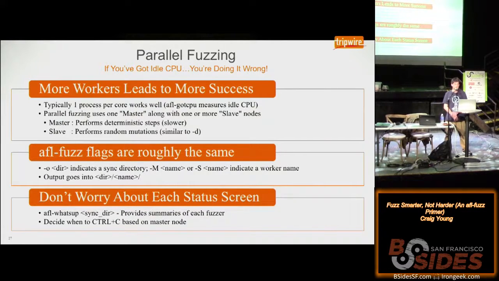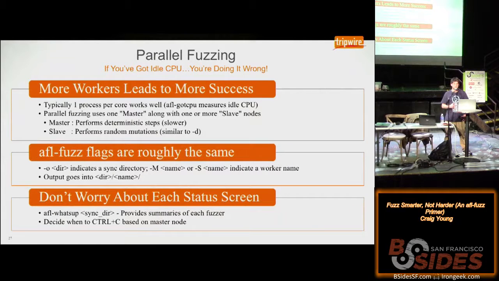The arguments here are roughly the same, except that you're going to have -o no longer specifying an output directory, but instead specifying a sync directory. Within that sync directory, you'll have additional directories for the names of the master and slave nodes. Under those, you have what you would expect in the normal AFL output directory.